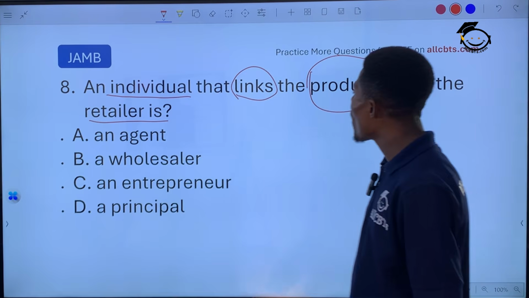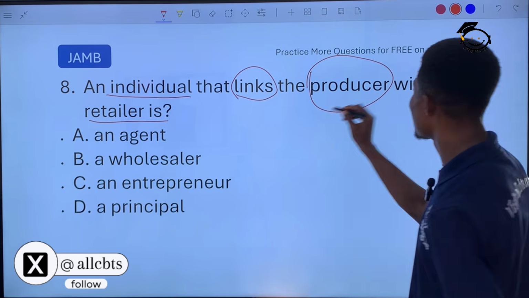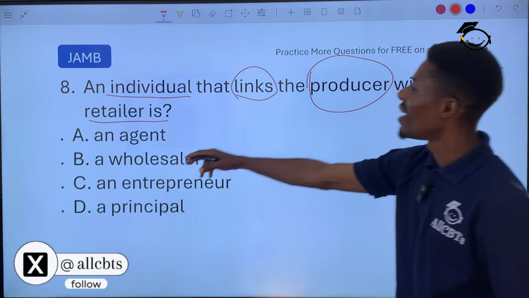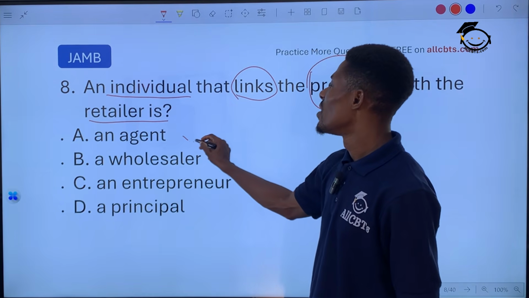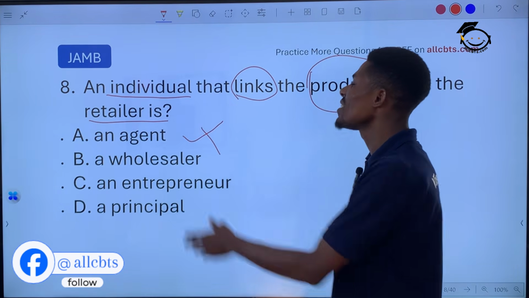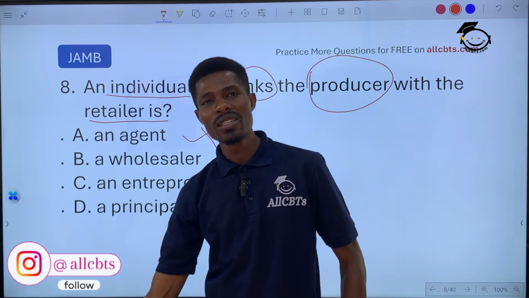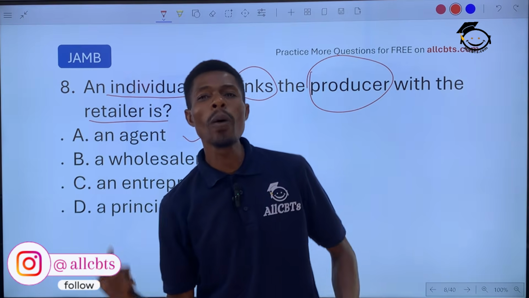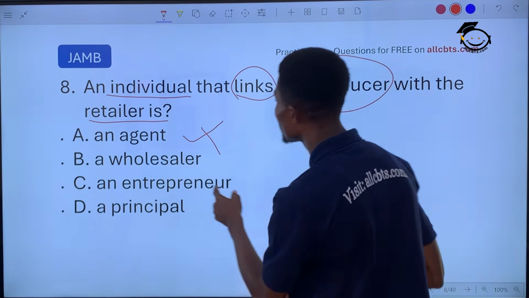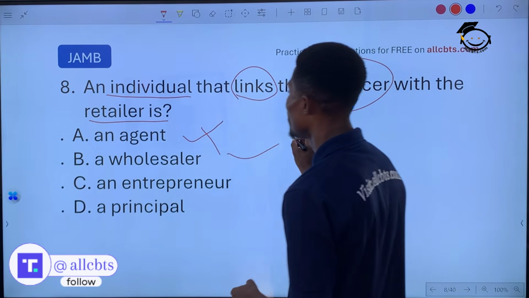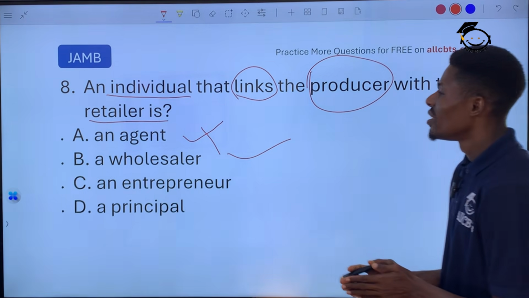All right. Now, an individual that links the producer with the retailer is who? An agent? No. Why is it not an agent? An agent is someone that stands in for another person, that does something on behalf of another person. So it's not an agent. B, wholesaler. The answer is a wholesaler.